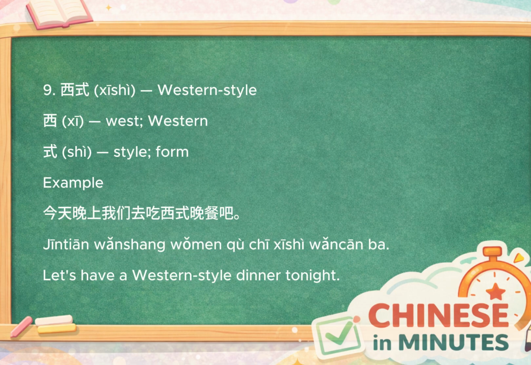The ninth word is 西式, meaning Western style. 西 means west, and 式 means style. Native speakers use this word to describe food, architecture, clothing, furniture, or decorations that follow Western traditions. For example, 今天晚上我们去吃西式晚餐吧 means let's have a Western-style dinner tonight.